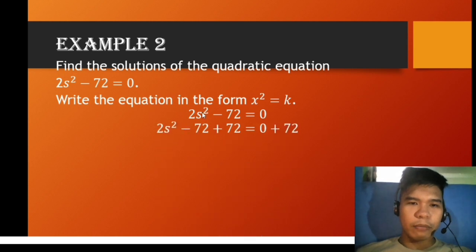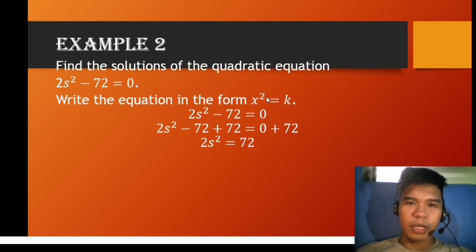So that will become: copy 2s squared, copy minus 72, and then you add 72 to make this 0. Since this is an equality, if we add 72 here, we need to add another 72 to the other side of the equation. So negative 72 plus 72 here is now 0, so this will become 2s squared equal to 0 plus 72, which is now 72. Again, we need to write the equation in the form x squared equal to k.